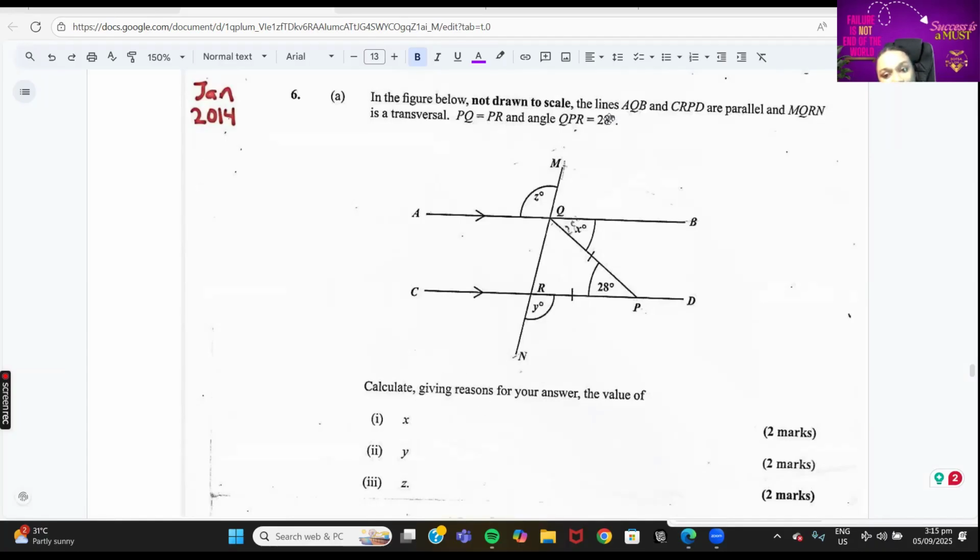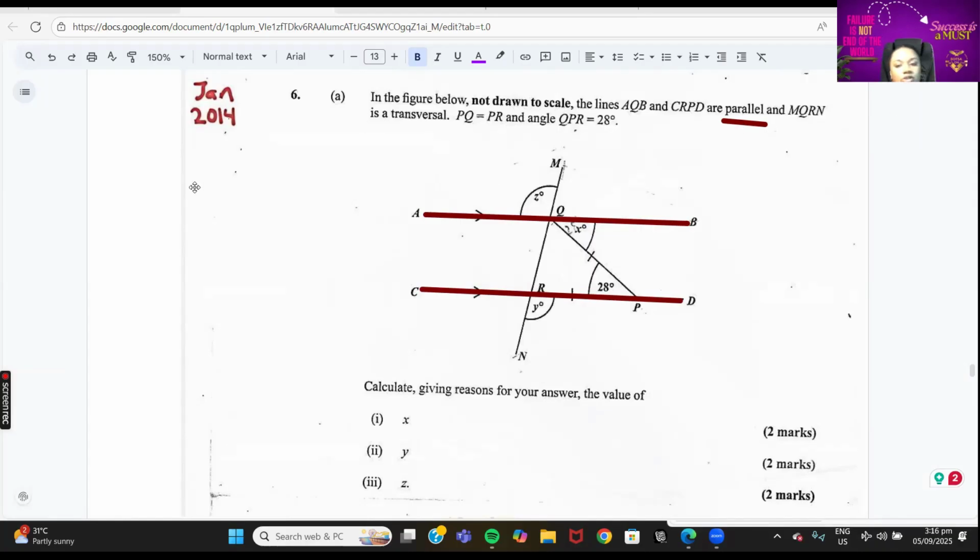But it says that the lines AQB, that's this line here, and CRPD, that's this one, are parallel. So when they tell you the lines are parallel, you need to remember what you know about parallel lines. No matter how far you extend a pair of parallel lines, they will never meet, they will never touch each other. And MQRN is a transversal.